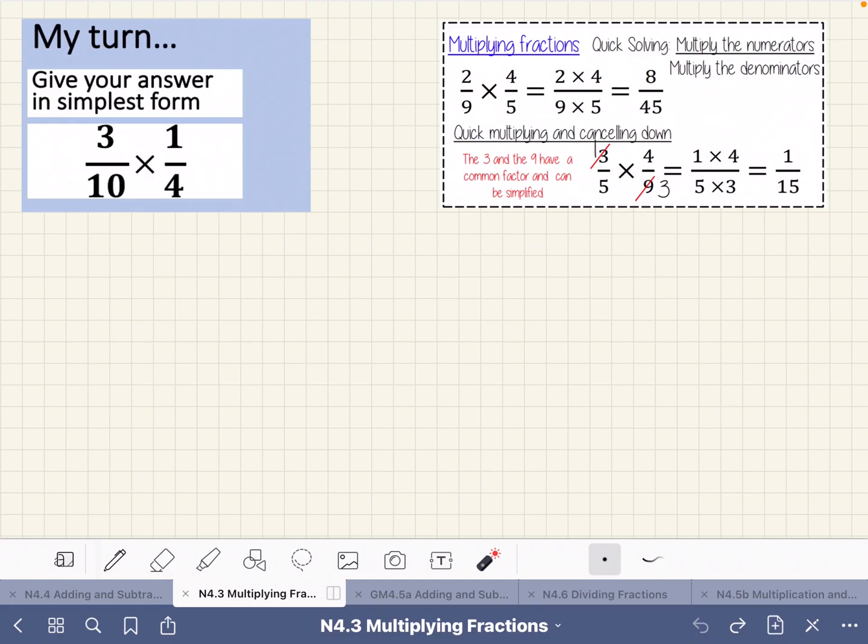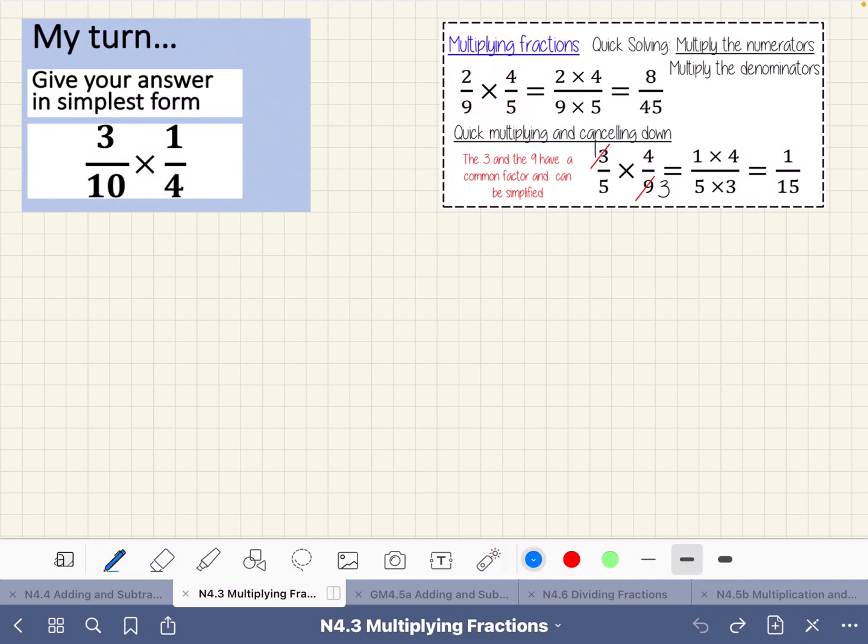Okay, so this question we have says give your answer in simplest form, and we have two fractions that are multiplied together. We can see in the hints by the side that the quick solving is to multiply the numerators and multiply the denominators. There is a quick multiplying and cancelling down solution, which we will look at later on in the video. So to start off with, we are looking to multiply the top and multiply the bottom.